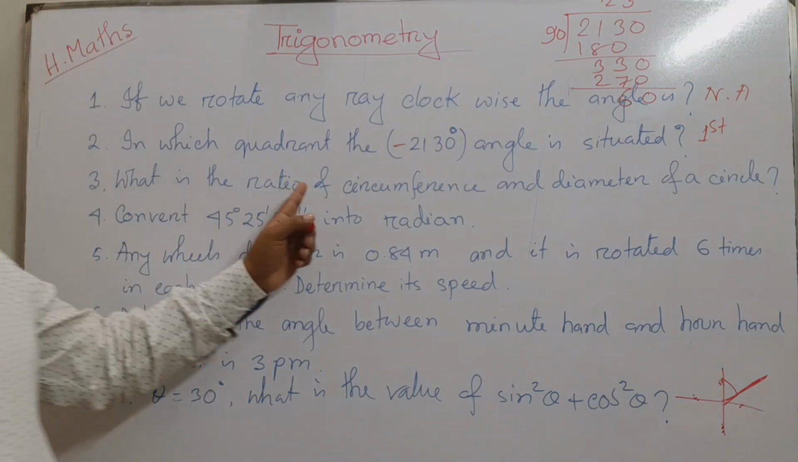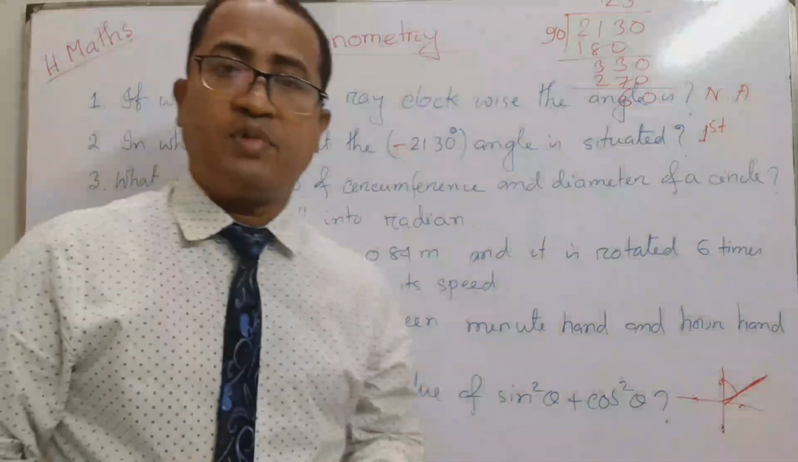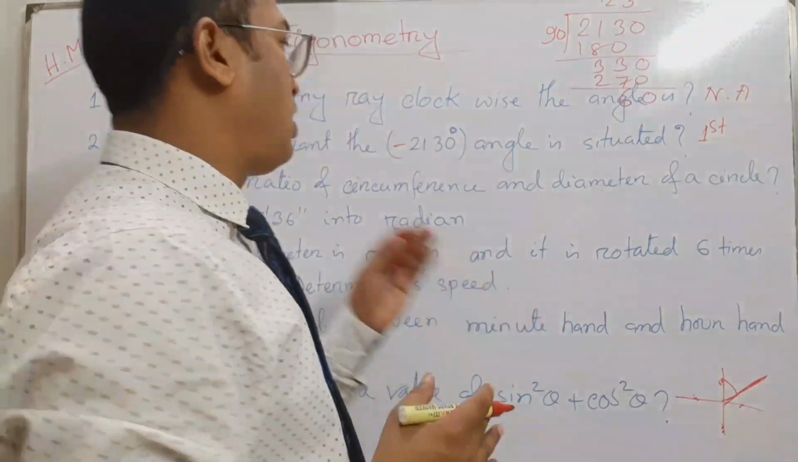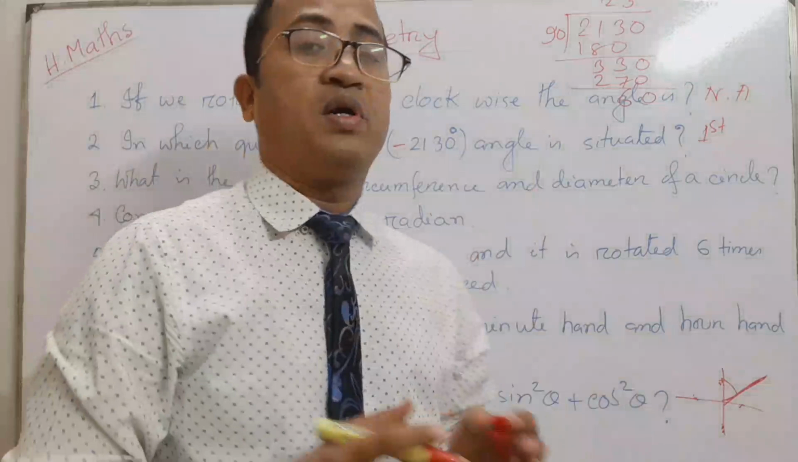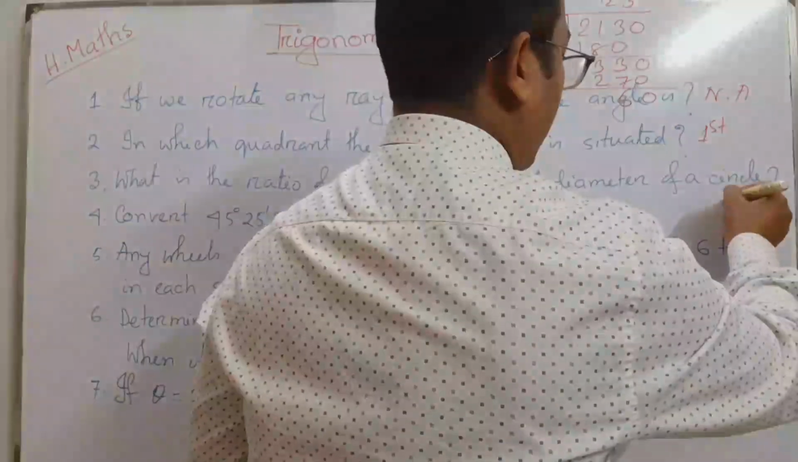What is the ratio of the circumference and the diameter of a circle? Just now I have discussed that the ratio of circumference and the diameter of a circle is constant, and that is equal to pi.